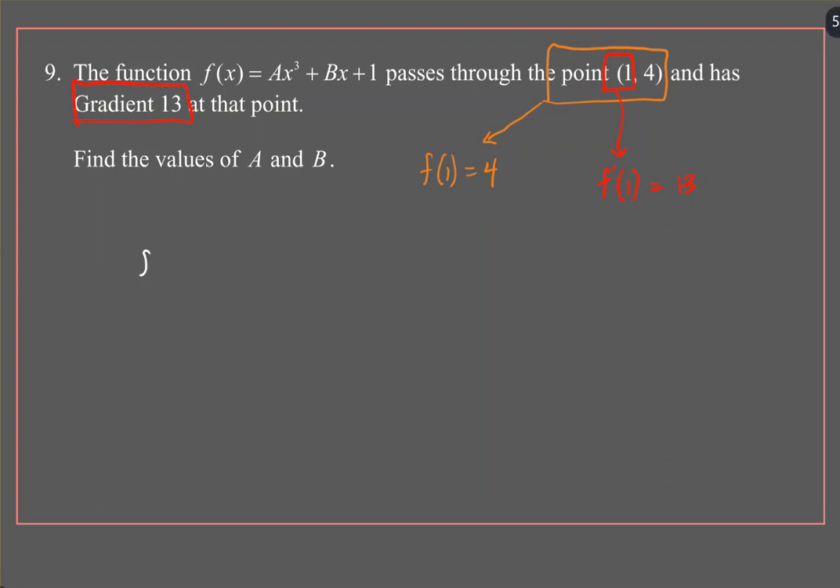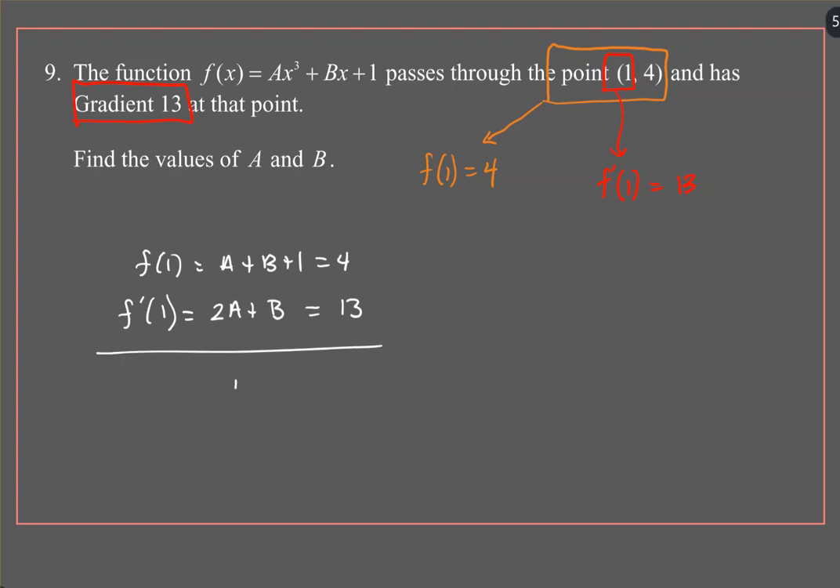So now I know that f of 1 is a plus b plus 1 is equal to 4. And I know f prime of 1 is 2a plus b, that 1 goes away, is equal to 13. So I can just subtract one from the other. I'm going to subtract the bottom from the top. So if I do that, 2a minus a is a. And then b minus b is 0. 0 minus 1 is equal to 13 is equal to 9.